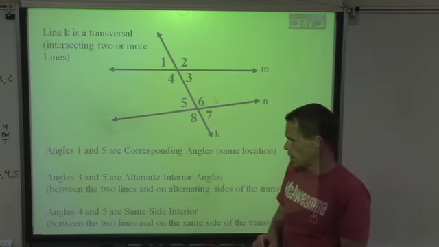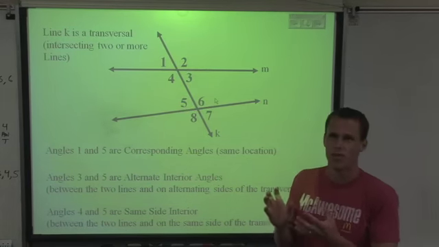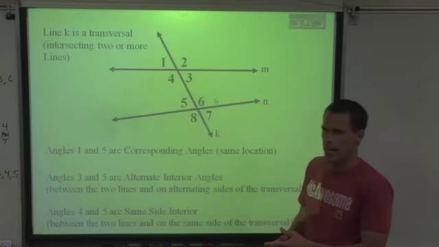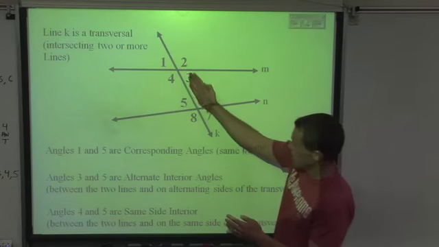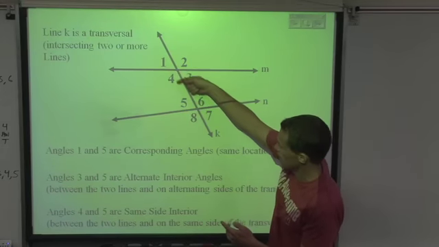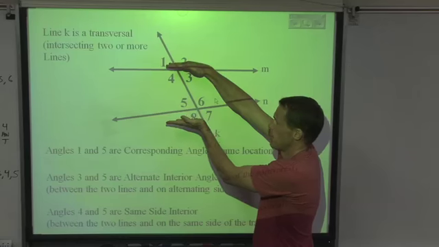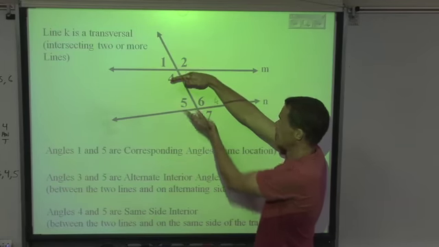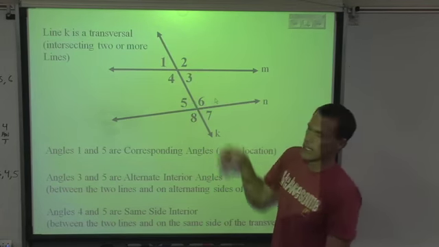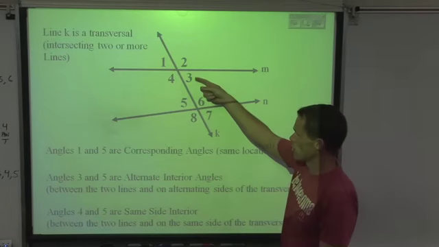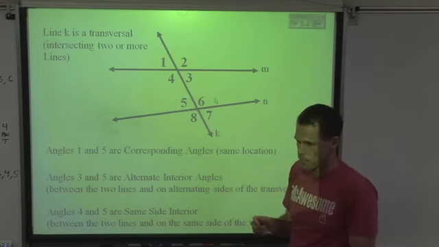Our third relationship that we're going to look at are angles 4 and 5, which we will call same side interior angles. They are on the same side of the transversal, both on the left here, and they are interior as we defined earlier, being between M and N. So same side interior angles. The other example of same side interior angles are angles 3 and 6.